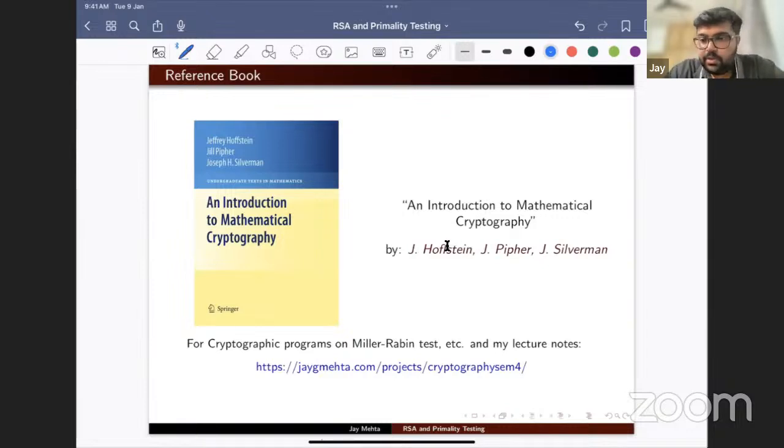Purnima has a question: are there any loopholes in the Miller-Rabin test similar to what we had in Carmichael numbers? Not that I know. The book says no, there are not.